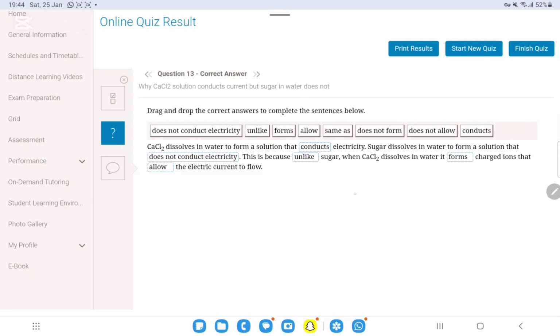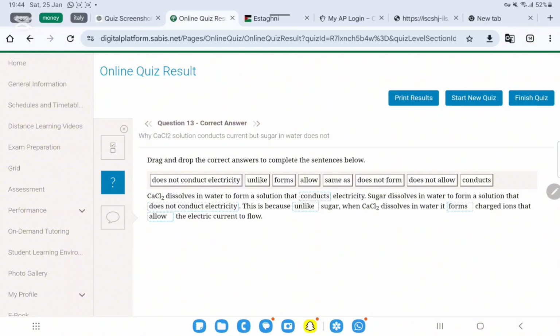CaCl2 dissolves in water to form a solution that conducts electricity. When it dissolves into water, it splits into ions, and these ions can conduct electricity. Sugar, on the other hand, is a molecular solid, but when it dissolves, it produces molecules, not ions, that can't conduct electricity. This is because unlike sugar, when CaCl2 dissolves into water, it forms charged ions that allow the electric current to flow.